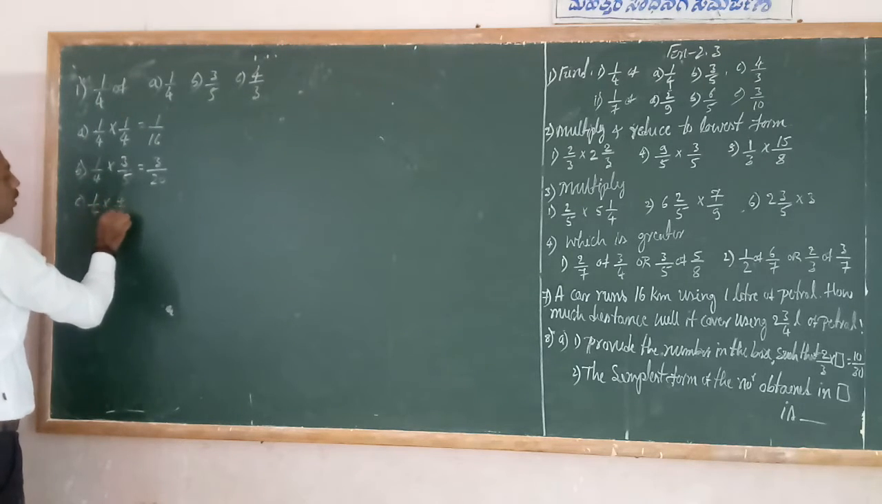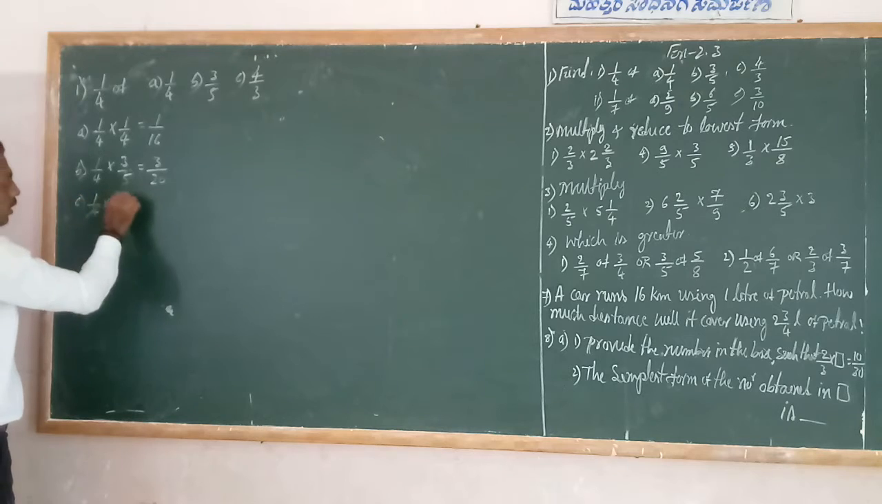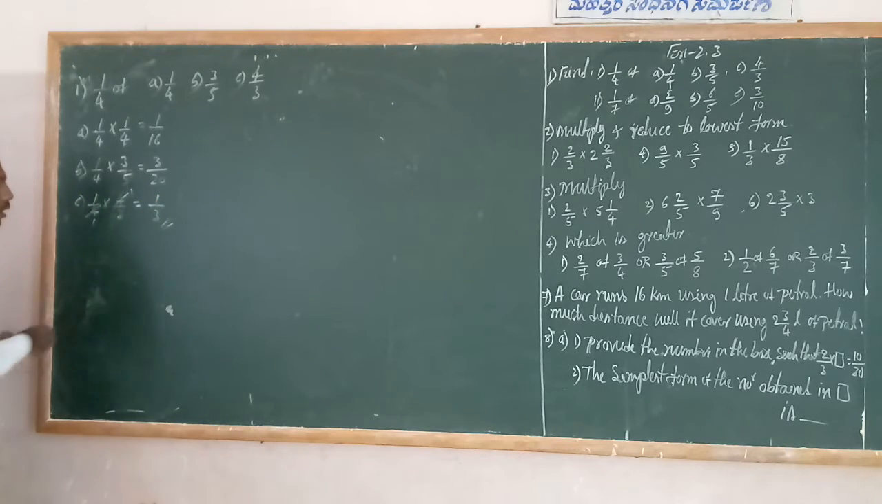Finally, the last one, again 1 by 4 into, we have to multiply C. What is C? 4 by 3. So it is equal to: 4 and 4 get cancelled, easily you can cancel it. What is remaining here? The 1. 1 into 1 is 1, remaining is 3. So 1 by 3. You understood? So like this you have to find it.